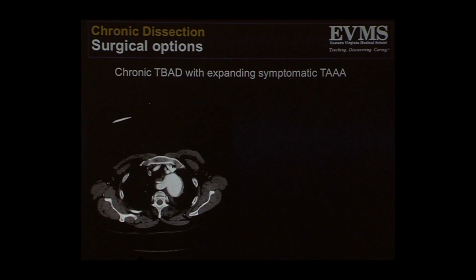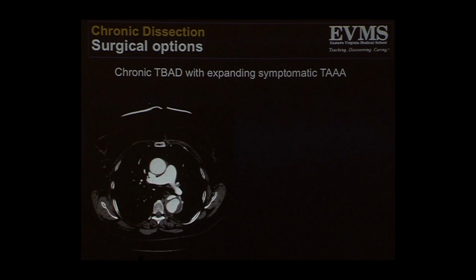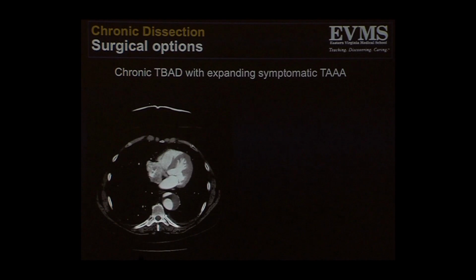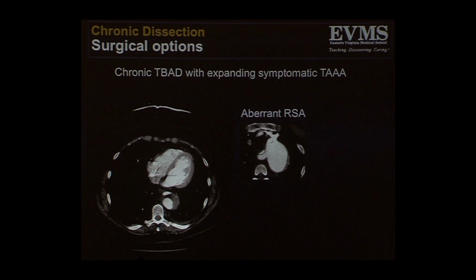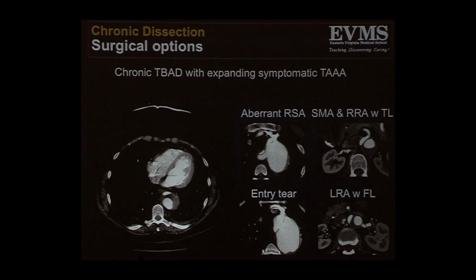This is another patient with a chronic type B dissection. You can see that it's a bit of a problem because there's an aberrant right subclavian artery with an expanding symptomatic thoracoabdominal aortic aneurysm. Here's the picture of the aberrant right subclavian artery that is also dissected. You see the very large anterior tear here past the subclavian artery, and you see that the SMA and the right renal artery are coming from the true lumen, and the left renal artery here comes from the false lumen.